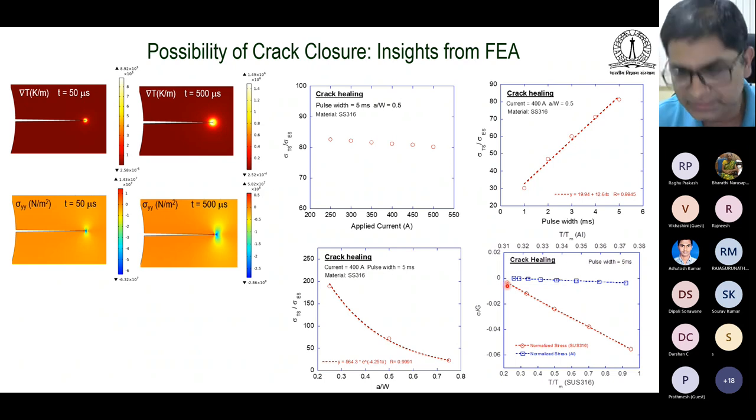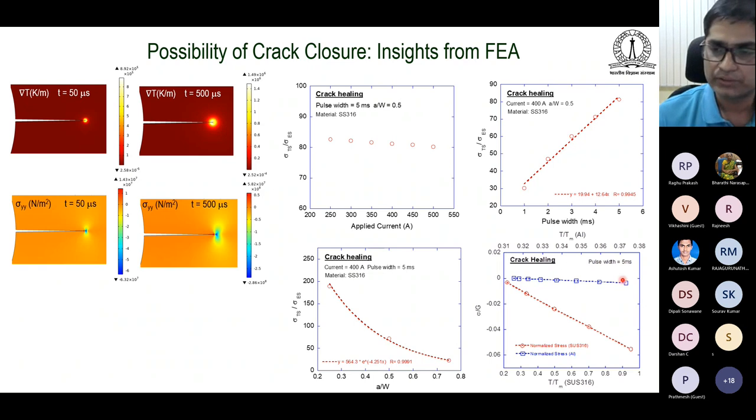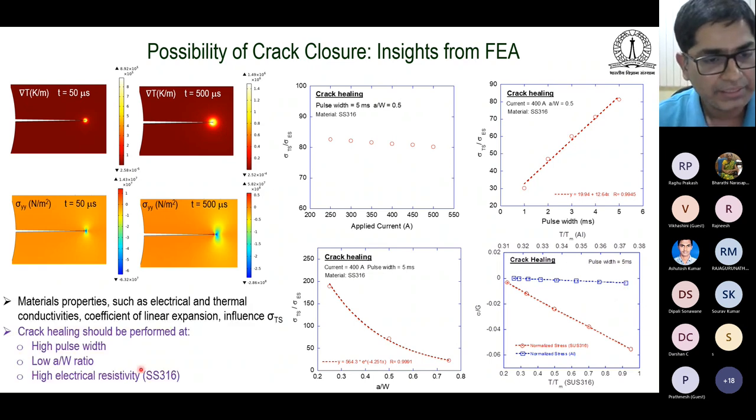which is a more resistive material, then we can increase these compressive stresses by a large amount while also increasing the temperature. So if you want relatively large compressive stresses, we need to choose pulses with high pulse width. We have to choose cracks which are shorter, and we have to do these experiments on a material which has higher electrical resistivity. Because we are working with metals, that also translates into higher thermal resistivity, which is again important for creating the temperature gradient.